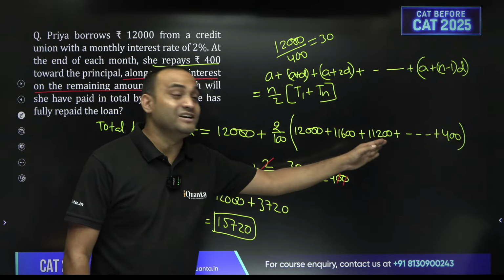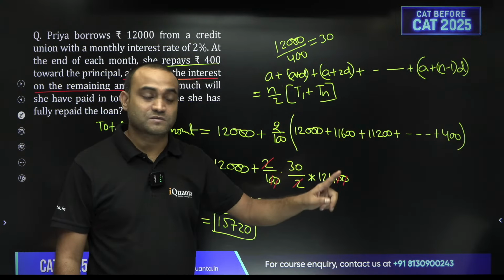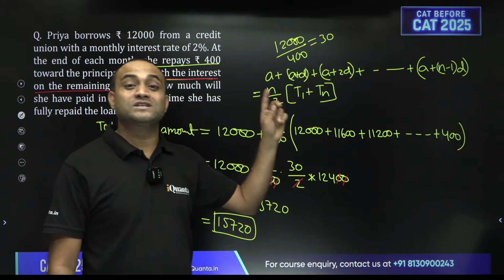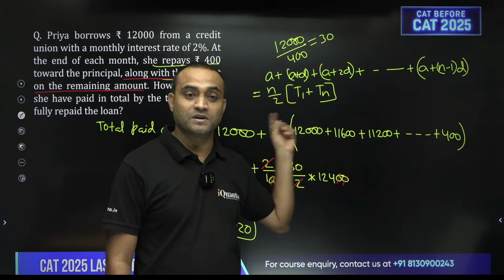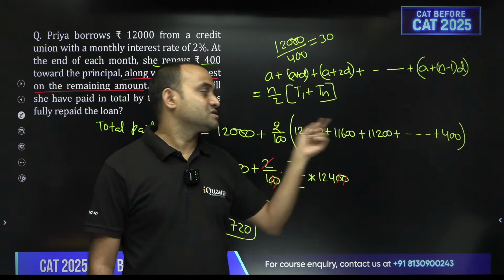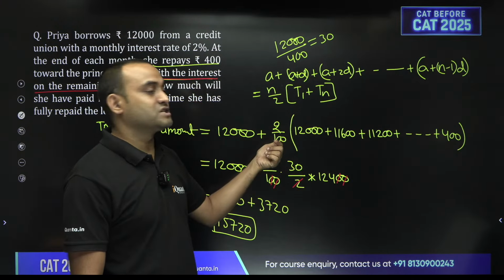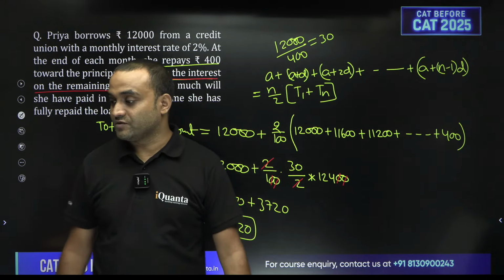These are the interests. For the first month this will be the principal, for the second month, this will be the principal. For the third month, this will be the principal. For all 30 months, all of these will be principal and 2% on that. Then we can calculate this.